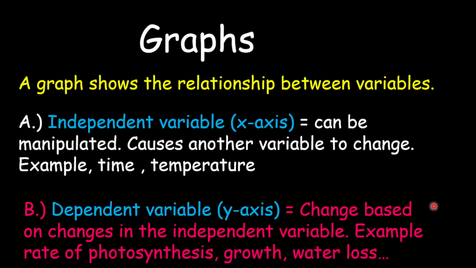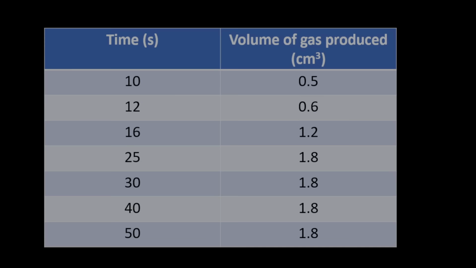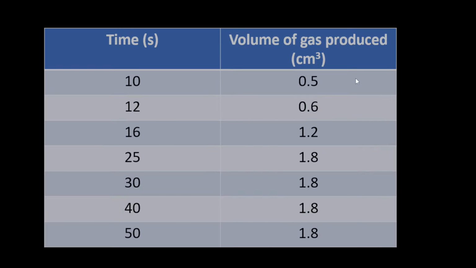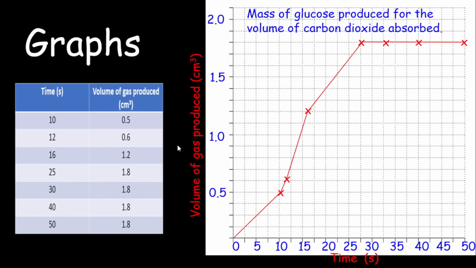A typical example that you might see as a graph is time and volume of gas produced. This will be for a rate of reaction experiment where you're producing gas in a certain amount of time. Typically you could be reacting an acid with a carbonate. These are just made up numbers, just for your understanding, to show you the graph and then the data. From the data, we have a graph looking like this.